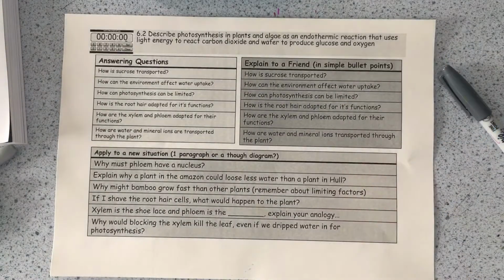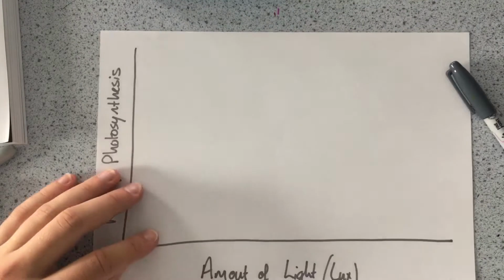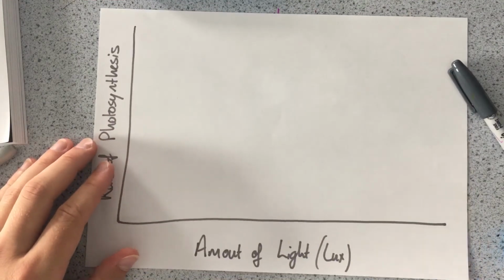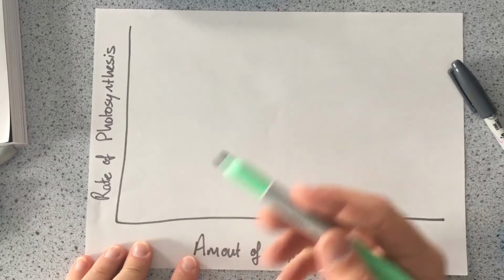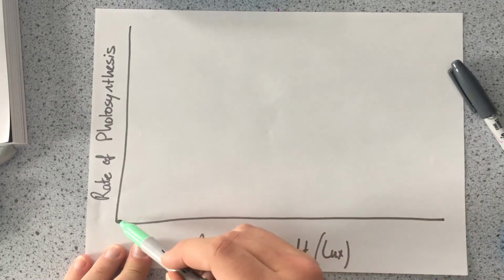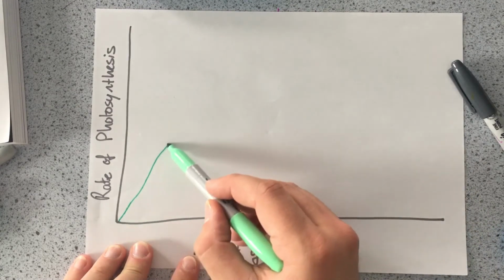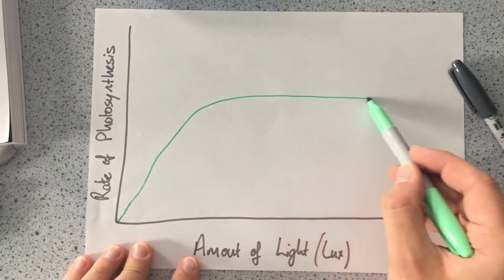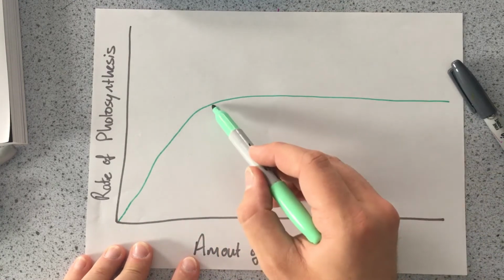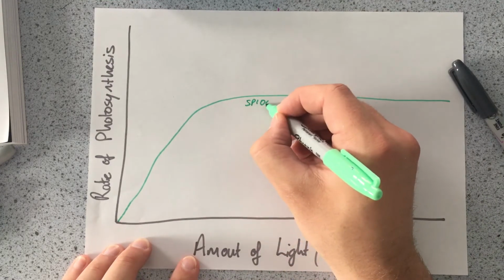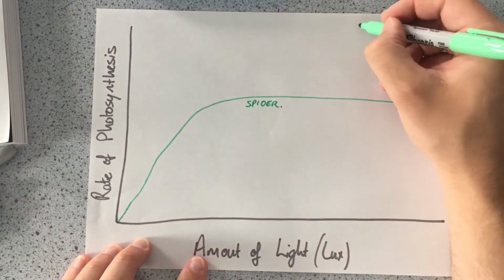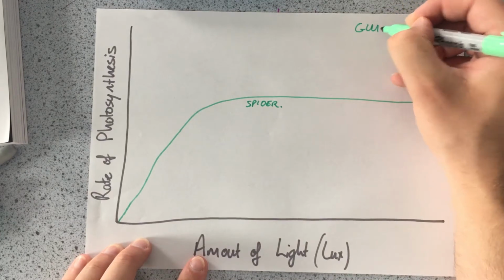Why might a bamboo grow faster than other plants? And this was looking at limiting factors. Well, it's again nothing to do with bamboo itself. It's to do with this very simple fact of limiting factors. So if you get something like a spider plant, it will increase its photosynthesis up until it hits its limiting factor, and at that point there will be no increase in overall photosynthesis. Now remember that photosynthesis makes glucose, which I will abbreviate to GLU.